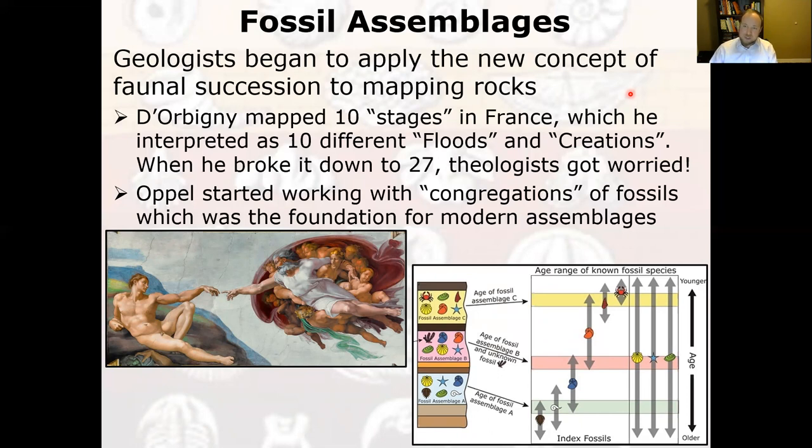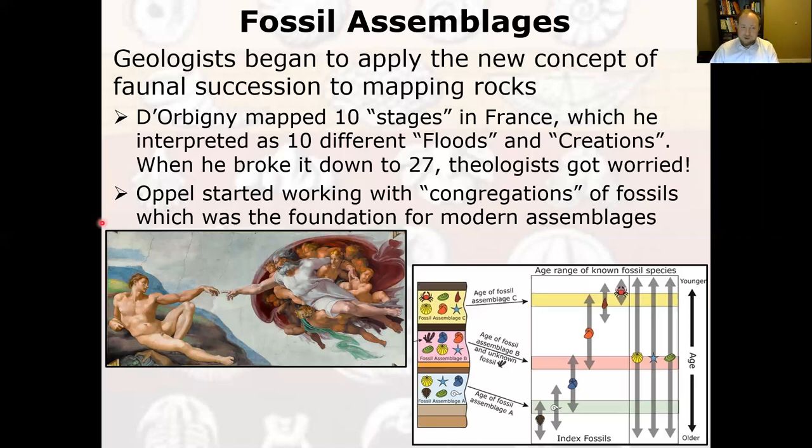It went to this new method where, okay, we're seeing that the organisms are different in each layer, so it can't just be one event. Okay, well, now there were 10 floods. Then he started breaking it down even further, and started invoking like 27 floods. The geologists were not thrilled with that, and even the theologians started getting worried about it. Like, that's just too many creations. I'm not sure how many is too many, but 27 is clearly too many.